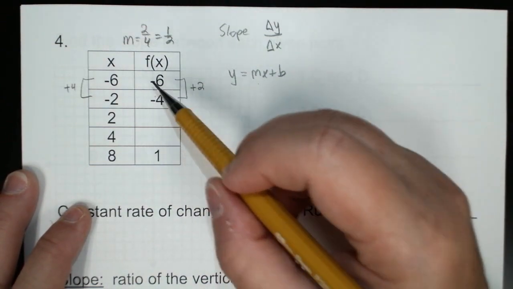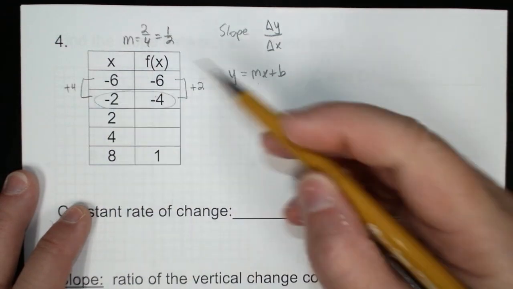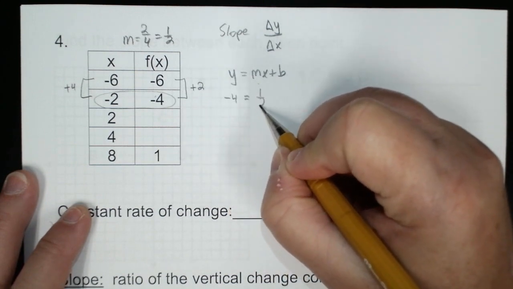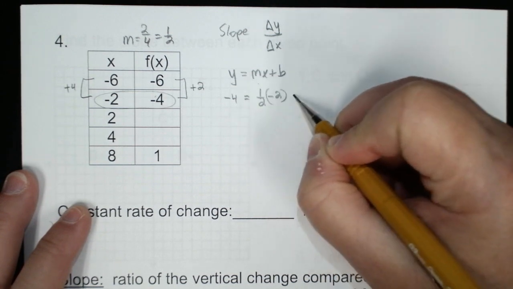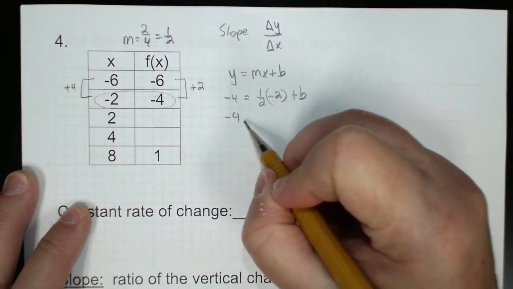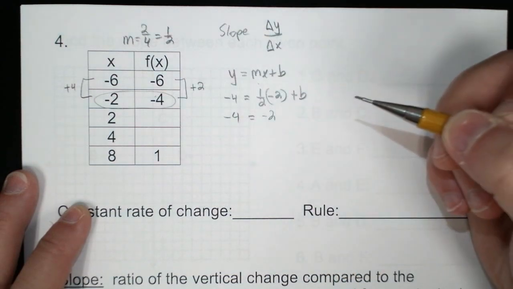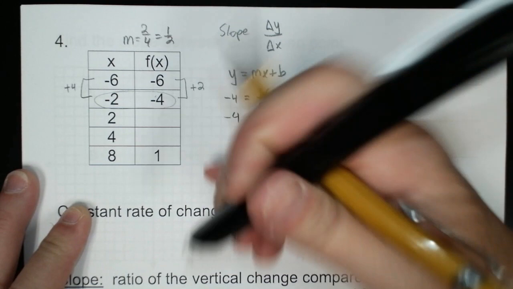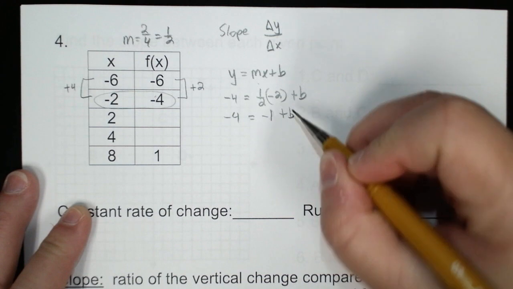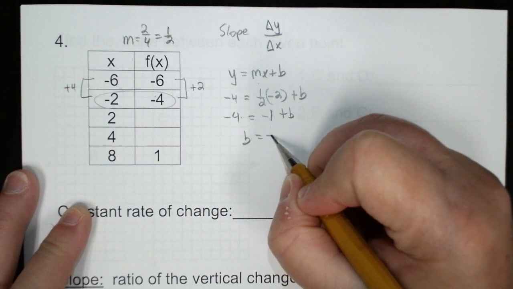Then I'm going to use my points. I always use the smallest points I can. So y is -4 equals, my slope is 1/2 of -2 plus b. Oh, that is not -2. That is -1. Sorry for bad math. Plus b. I'm at -1. I have to get to -4. I still have to subtract 3.